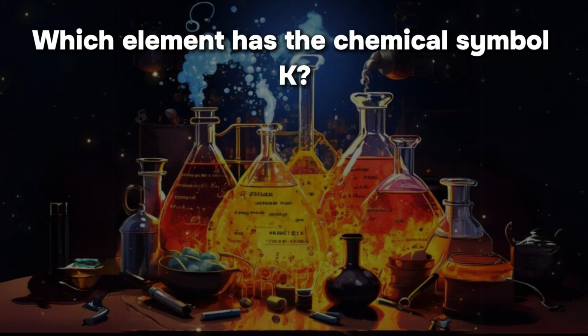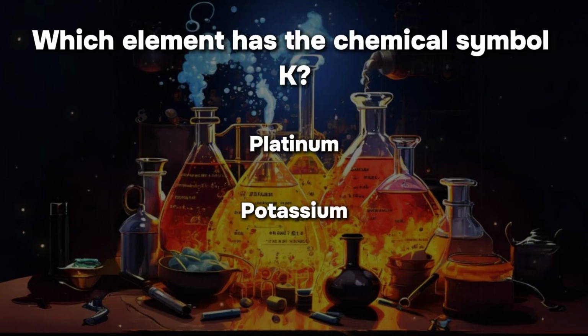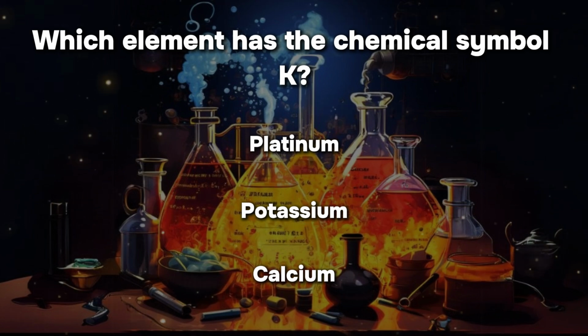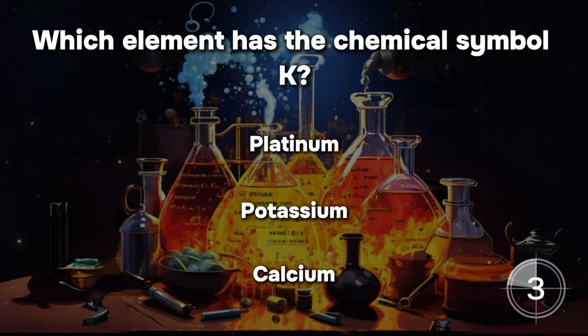Which element has the chemical symbol K? Platinum, potassium, calcium. Potassium.